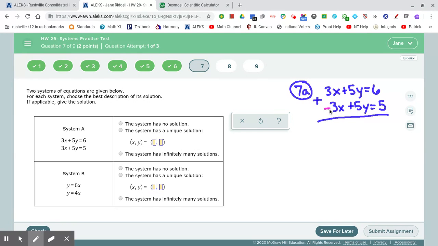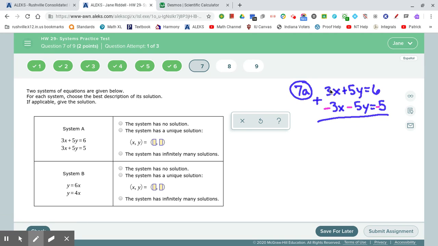So what I'm going to try to do next is just change the signs on one of the equations. If I change all the signs on my second equation, that means I'm going to go from a positive 3x to a negative 3x, from a positive 5y to a negative 5y, and then from a positive 5 to a negative 5 over here. So now I'm going to try this again. I'm going to try to add them together.